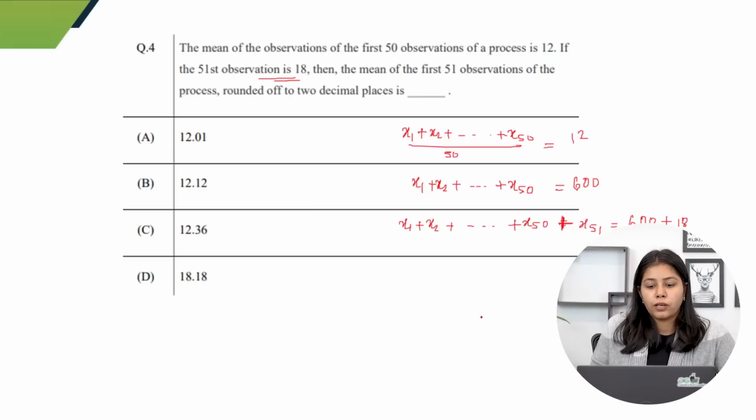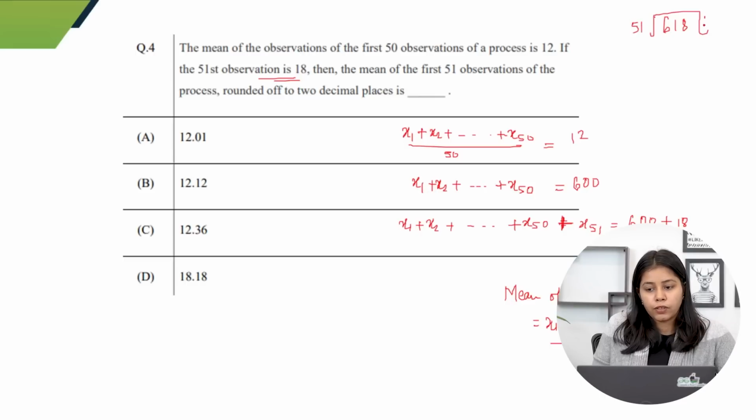Now if I want to find out the mean for 51 observations, what would I do here? I'll write down x1 plus x2, and I'll take the sum up to 51. And instead of writing the denominator as 50, I'll write down here 51. That means 618 over 51 gives me my mean of 51 observations, right? Now I can divide this value, 618 over 51.